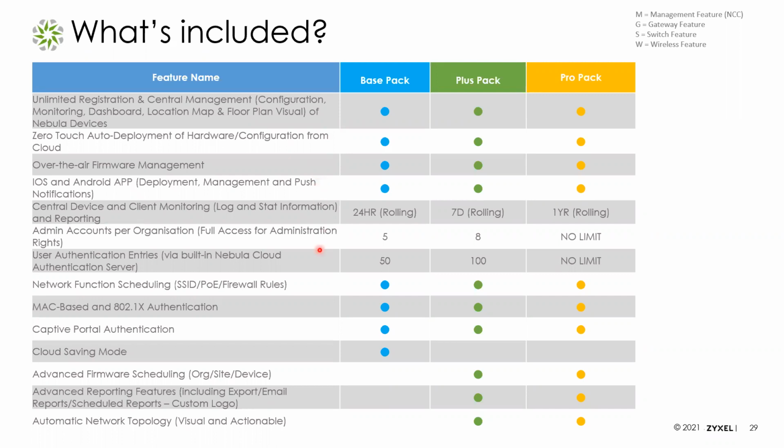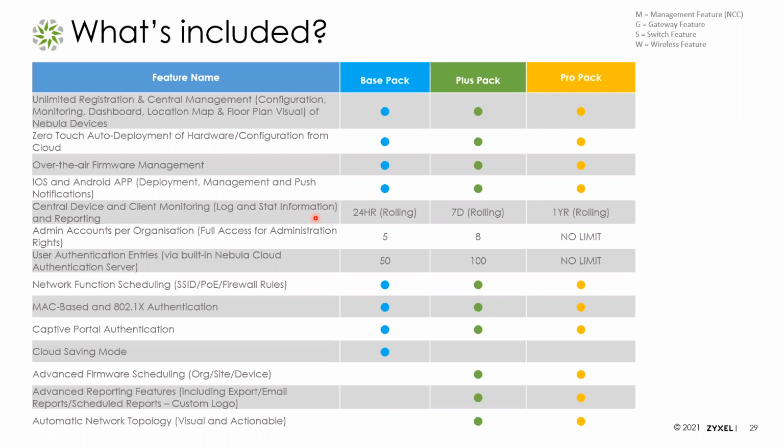Where we start getting into some of the differences is the logging, which we just talked about. The free version only gives you 24 hours' worth of logs, and if you don't log in for 30 days, it'll stop collecting those. Plus Pack will keep a week's worth of logs in the cloud. Pro Pack will keep a year's worth of logs in the cloud.